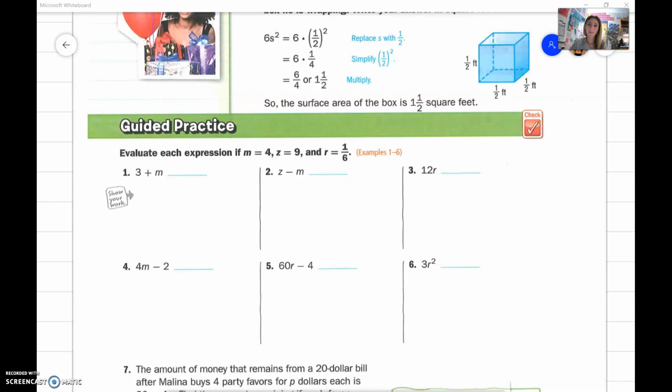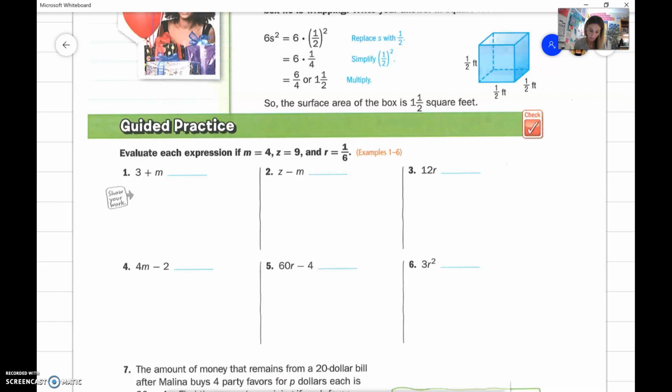Okay, here we are going to be doing some practice problems for Chapter 6, Lesson 2. So you are on page 452. We're going to jump right on in and get started right away. So take a look. It says evaluate each expression.